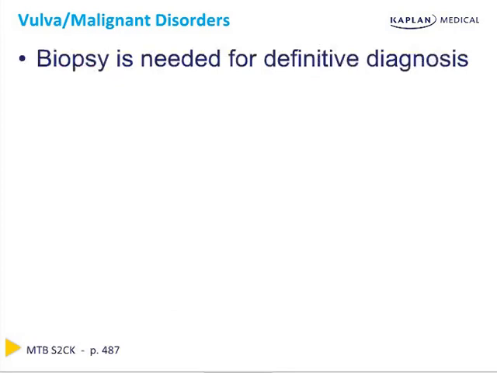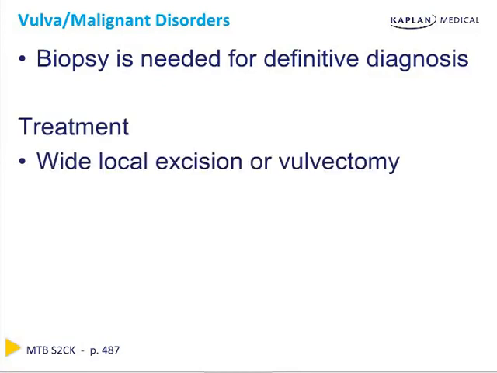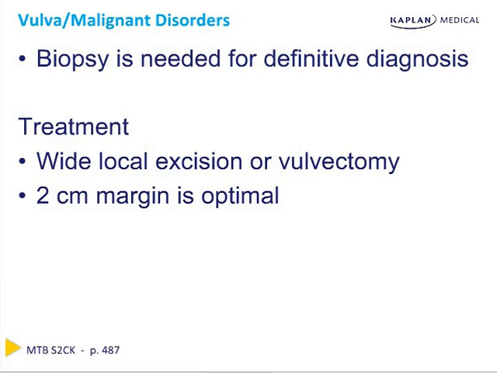As with all vulvar diseases, a biopsy is mandatory for definitive diagnosis. Once the diagnosis is made, treatment can involve a wide local excision or vulvectomy, depending on the extent of disease. A radical excision is not necessary, but a 2 centimeter margin is preferred. Greater depth of invasion and lymphovascular involvement are poor prognostic factors. It's important to remember with these patients that Paget's disease of the vulva carries a higher incidence of other underlying internal carcinomas, such as colon or breast, and these need to be screened for.